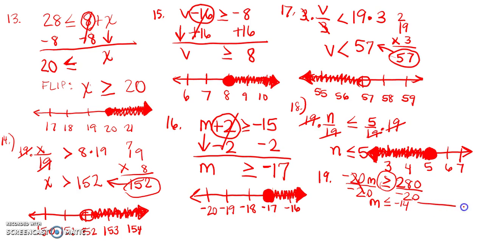All right, so to graph this, we got negative 16, negative 15, negative 14, negative 13, negative 12. This tells me it's a closed circle. All right, m is less than, so less means I'm going to the left. I hope I didn't make this too jumbled for you. All right, so this is the graph for number 19.